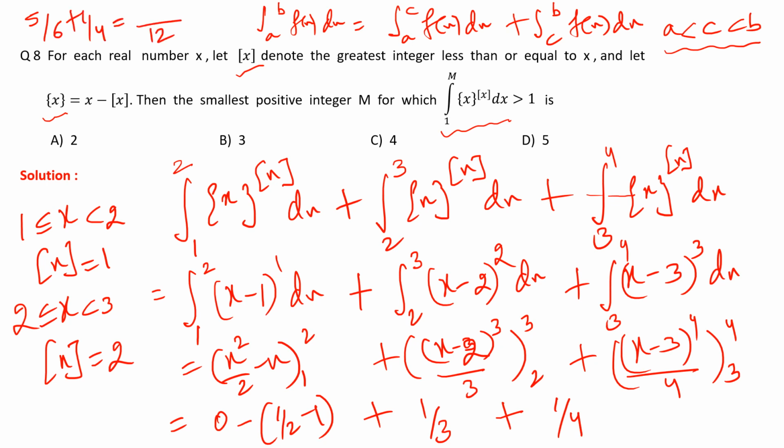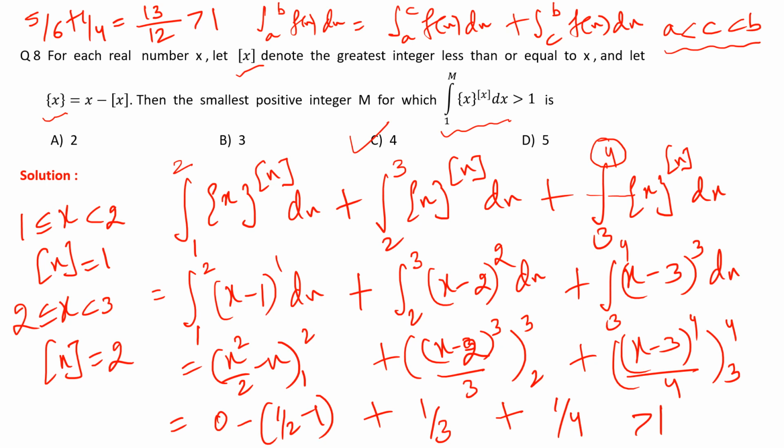It comes as 12 as the LCM, and in the numerator, I am going to get 10 plus 3, which is 13. Obviously, this value is greater than 1. So we need to stop here, because we have fulfilled the condition of the question. Hence, this is the last value, or the upper limit of the last integral. So this is going to be the smallest positive integral value of m, and this is 4. So option C is going to be the correct one.